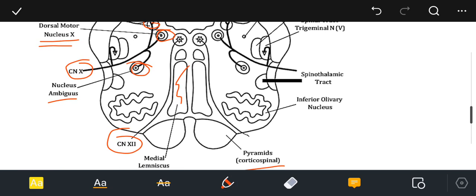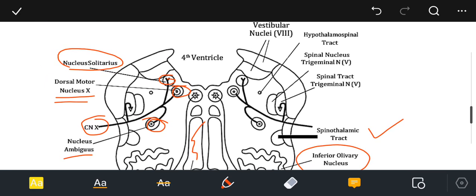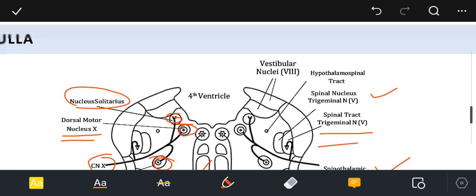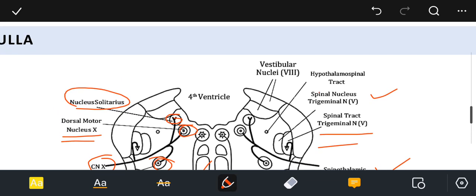Below the pyramids we'll have a decussation of what? Decussation of the corticospinal tracts. Then the inferior olivary nucleus is present over here. Then we have the spinothalamic tract. Then we have the spinal tract of the trigeminal, the spinal nucleus, that is the trigeminal nucleus over there. Hypothalamospinal tract and the vestibular nuclei.